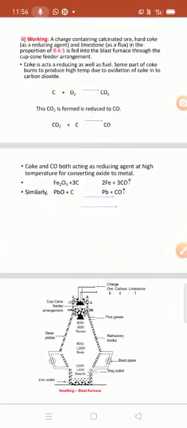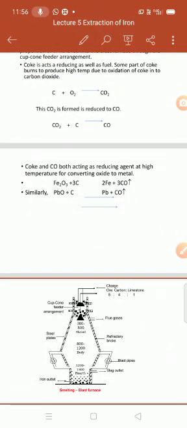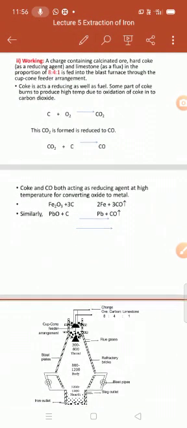Then the composition: mostly hematite ore is taken. A charge containing ore, hard coke meaning carbon, which acts as a reducing agent, and limestone, which is the flux, in the proportion of 8:4:1, means ore 8 parts, carbon 4 parts, and limestone 1 part. This 8:4:1 composition is fed into the blast furnace through the cup and cone feeder arrangement.